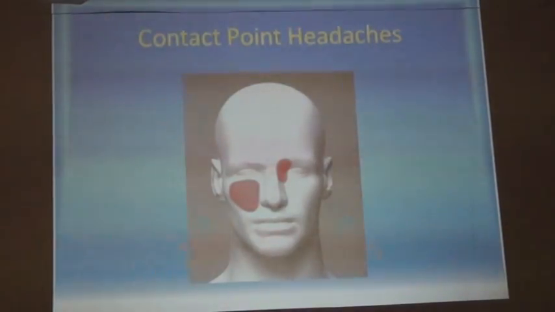Another very common case we recently started diagnosing is contact point headache. It takes only 5 minutes for me.